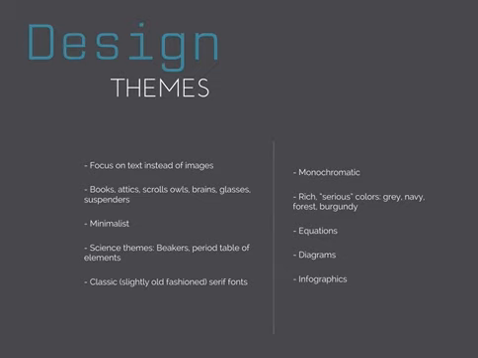Here are some design themes that I see often in Sage archetype brands. Obviously, you're not going to use all of them in one design, but you might take a spark of inspiration here to maybe research further and see how you can incorporate it into your brand design. So I often see a focus on text instead of images. Very, very common in Sage archetype brands. Things like books, attics, scrolls, owls, brains, glasses, suspenders are all visual cues that remind us of smart people and of the process of learning.